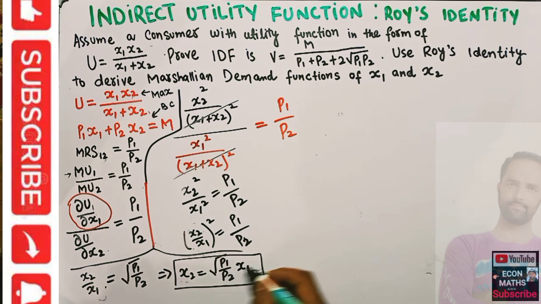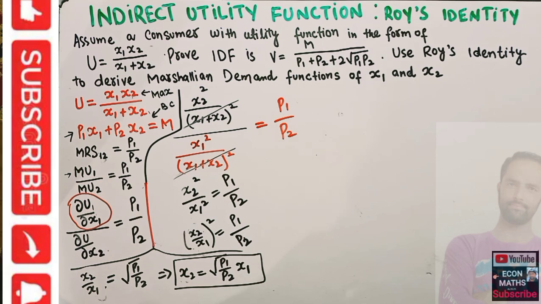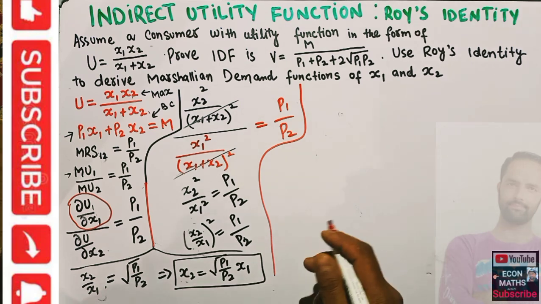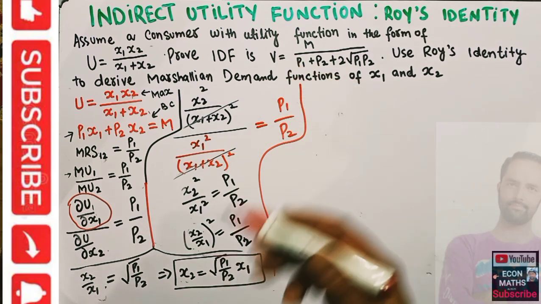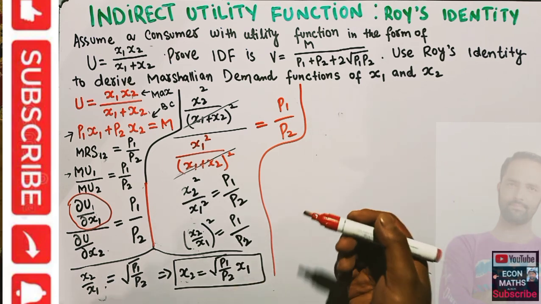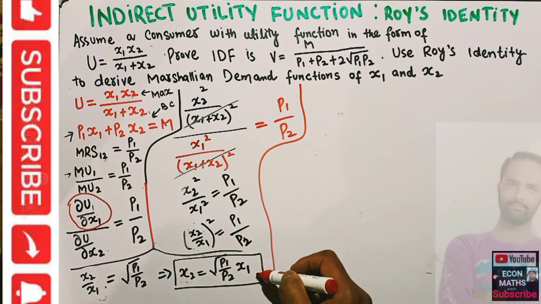Now just plug this value of x2 into our budget constraint to get the demand function for good x. Okay, so our ultimate goal is to find the indirect utility function. To find the indirect utility function, first we need to find the demand function for good x1 and x2. We got this, x2 is equal to this. Just plug this value in this function.